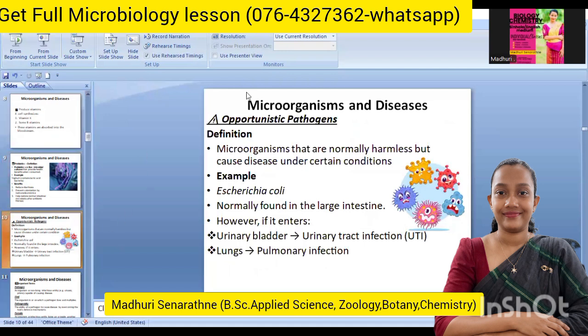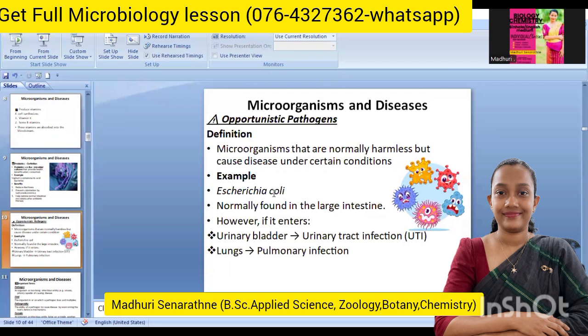Next, opportunistic pathogens. Although the majority of normal microbiota are harmless, under certain conditions, some may change their interaction with the human body and cause infection. These microorganisms are called opportunistic pathogens. Microorganisms that are normally harmless but cause disease under certain conditions.